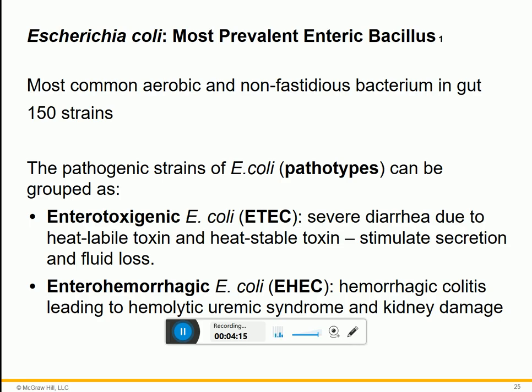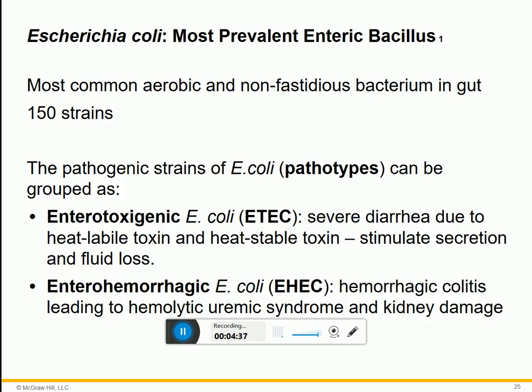So let's discuss E. coli first. It is the most common non-fastidious bacterium in the gut. There are about 150 strains. Some are pathogenic, others are not. So we're going to talk about the pathogenic ones. The pathogenic ones are divided into two groups. There's an enterotoxigenic and an enterohemorrhagic.